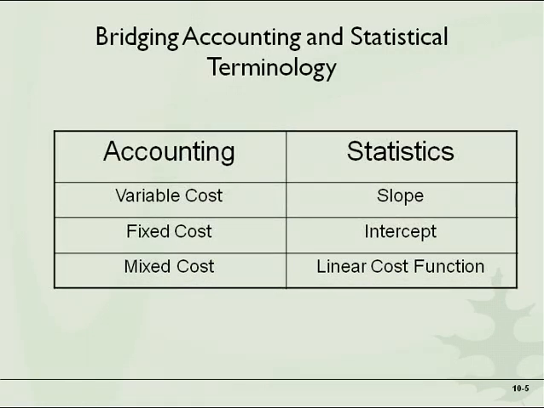Okay, let's talk a little bit about how accountants will define the terms versus those studying statistics. Accounting will call it a variable cost, and statistics will refer to that as the slope of the line. The fixed cost is that element where the line crosses the y-axis. In statistics, that's referred to as the intercept. And a mixed cost is one that in statistics would be called a linear cost function.